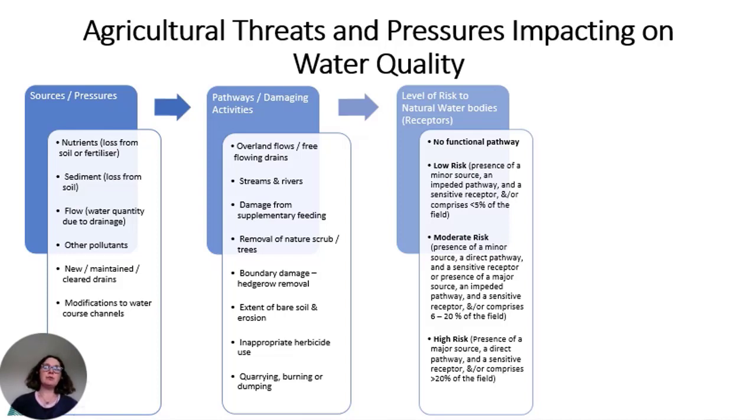And then as we move towards moderate risk, we see that we've got the presence of maybe a minor source, but a more direct pathway to that sensitive receptor.